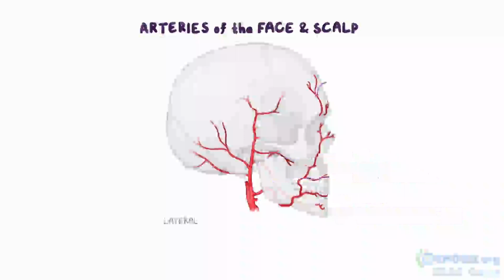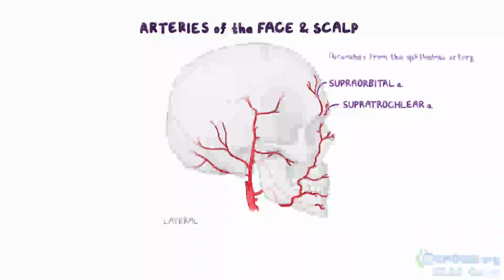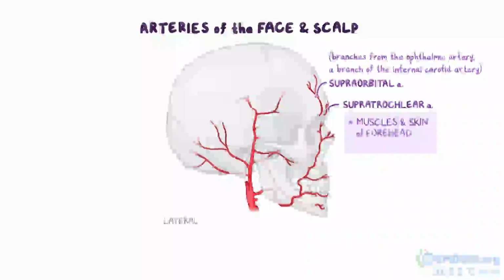Finally, let's look at the supraorbital and the supratrochlear arteries, which are the only two branches that do not arise from the external carotid artery. These branches are from the ophthalmic artery, which is a branch of the internal carotid artery. The supraorbital and the supratrochlear arteries follow the nerves of the same name and end in the forehead to supply the muscles and the skin of the forehead and the anterior scalp.